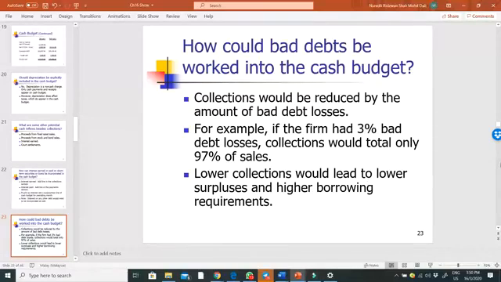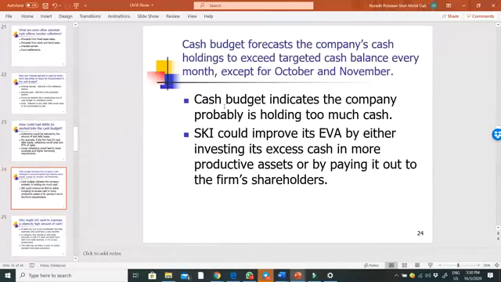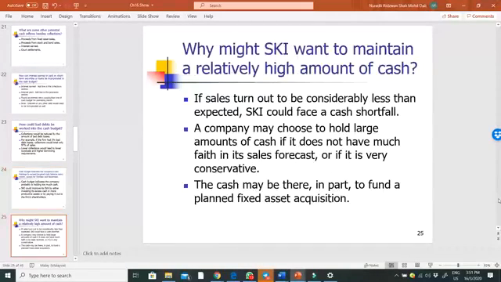Correct. Okay. So the cash budget forecasts the company's cash holding to exceed targeted cash balance every month except for October and November. So the cash budget indicates that the company probably is holding too much cash. Okay, SCI could improve its EVA by either investing its excess cash in more productive assets or by paying it out to the firm's shareholders. All right.